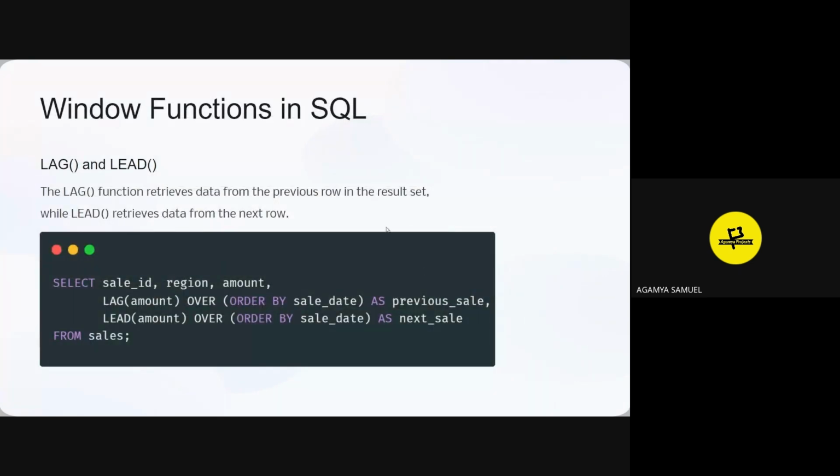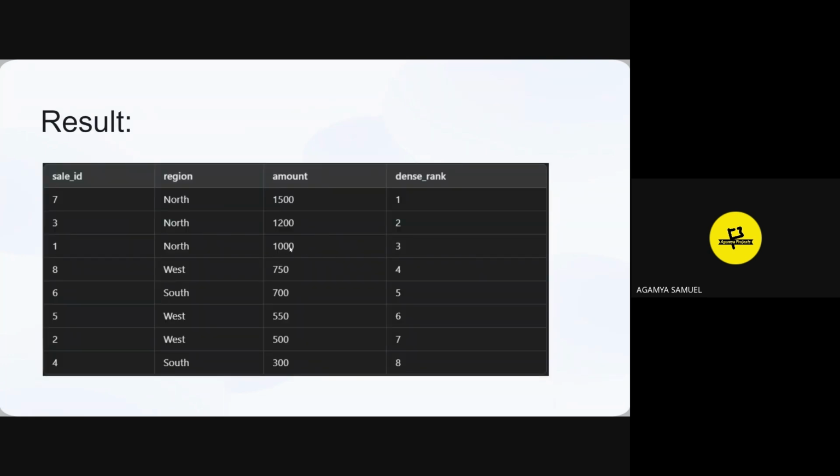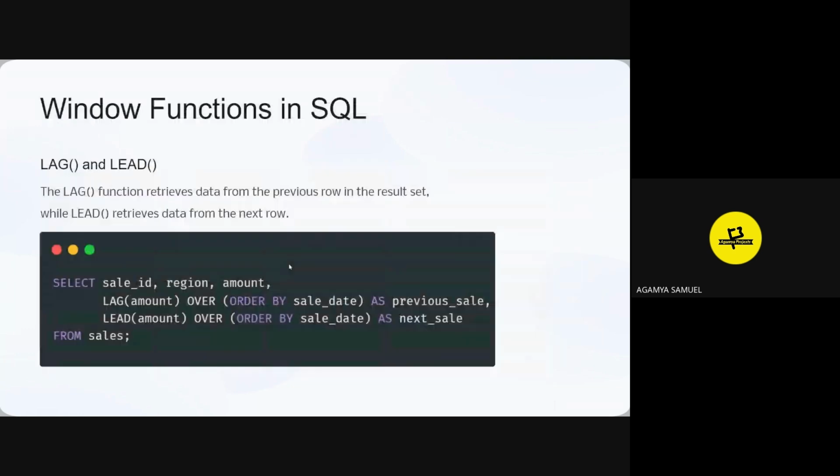And now the next one is the lag and lead function. Let's say there's a special use case where this sale is of 1000 rupees. You want to know what the sale before it was. So you use the lag function. And if you want to know what the sale after this sale is, you'll use the lead function. So this is the syntax of it: lag amount over order by sale date as previous sale, and the lead function for getting the next sale.